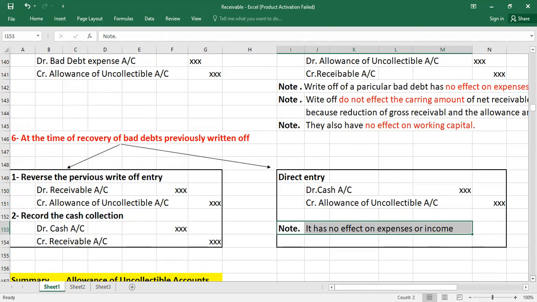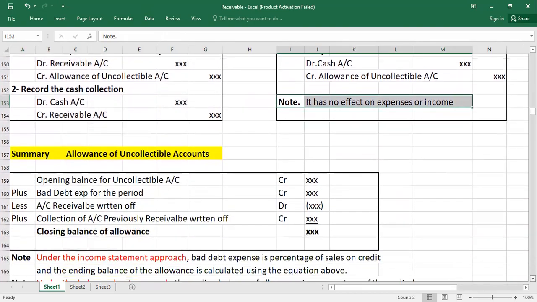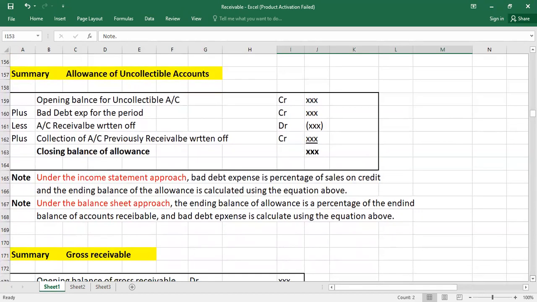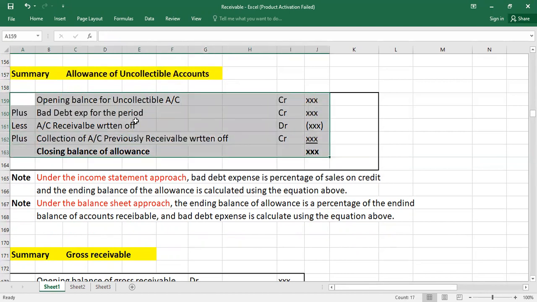Now guys, I'm going to talk about the summary. I'm just going to summarize this topic, what we learned here. This is the summary for allowances for uncollectible accounts. Sometimes the examiner might give you certain data and ask you to find out the missing value. So this equation you should remember, guys.